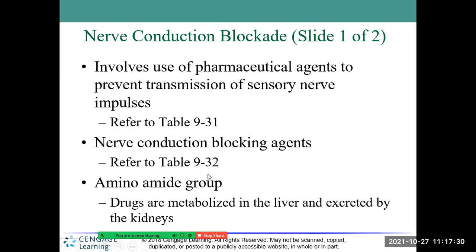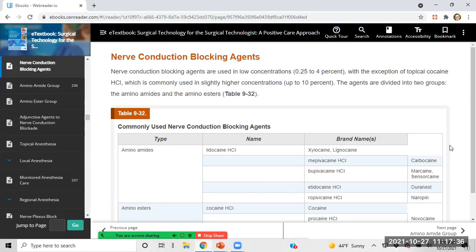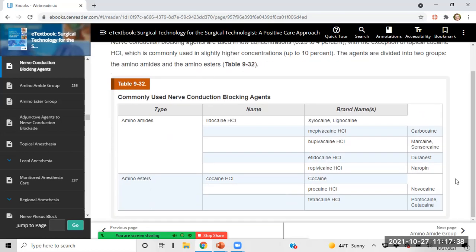So this is the nerve conduction blocking agents. And this is in the next table. Let's look at that table real quick. And you can see there's a ton of different types of caines that are used. And so they're all either lidocaine or cocaine being used. And this is just to help block that nerve conduction that indicates there's pain.